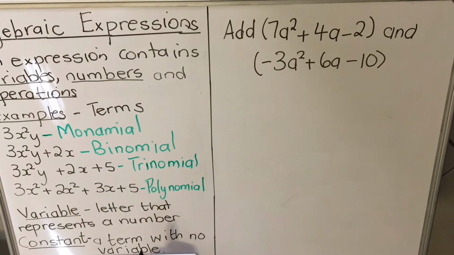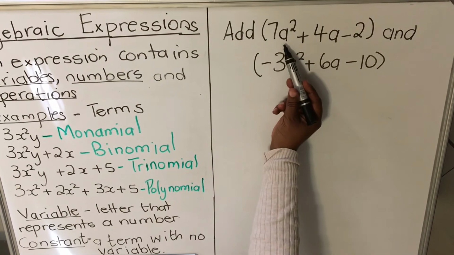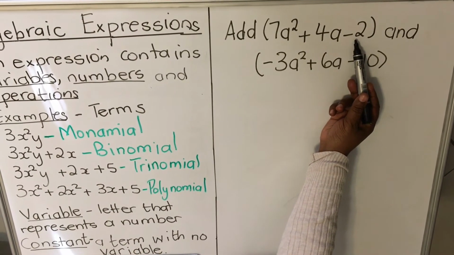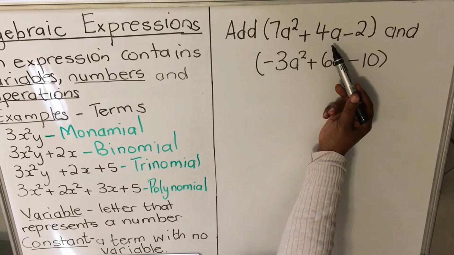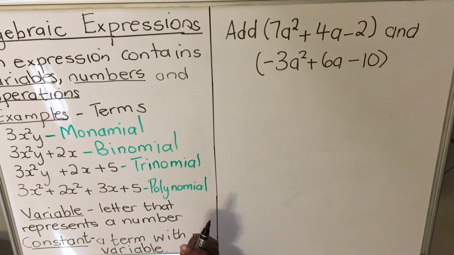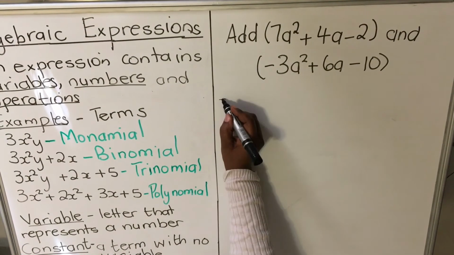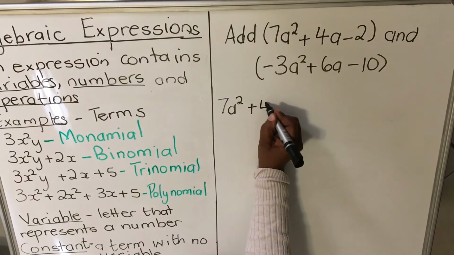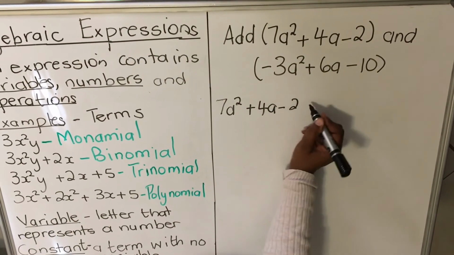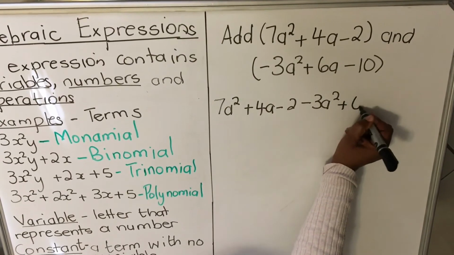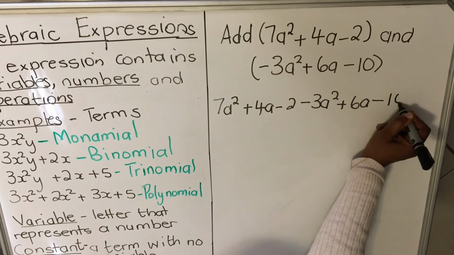Please watch our video on exponents. You'll see that explanation. And you see here you have a constant. You can't add it to any of these. So we add things that are the same. They're called like terms together. Let's rewrite it again. 7a squared plus 4a minus 2 minus 3a squared plus 6a minus 10.